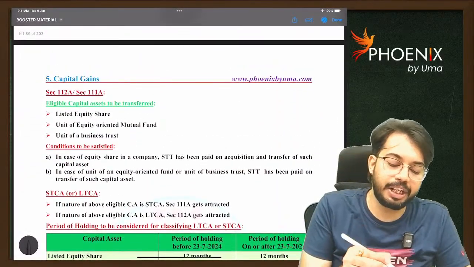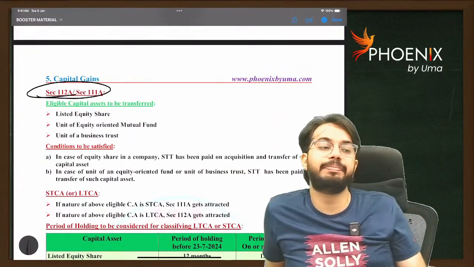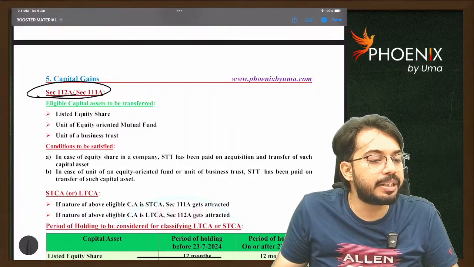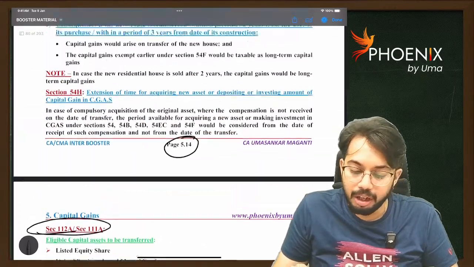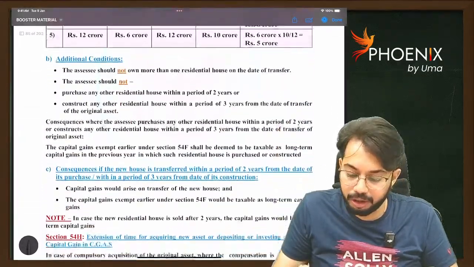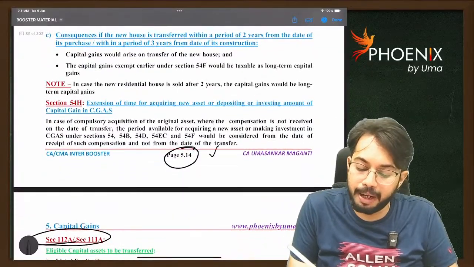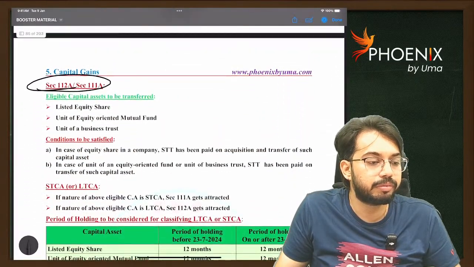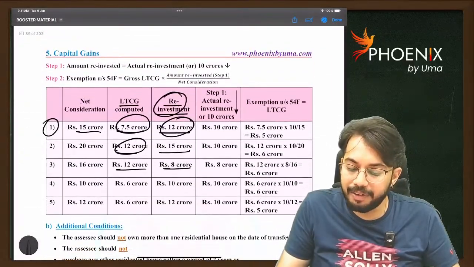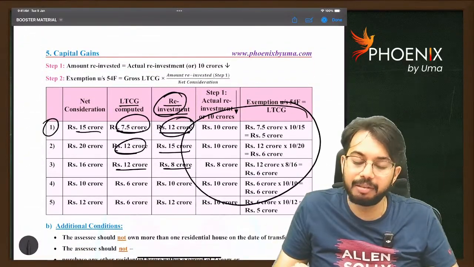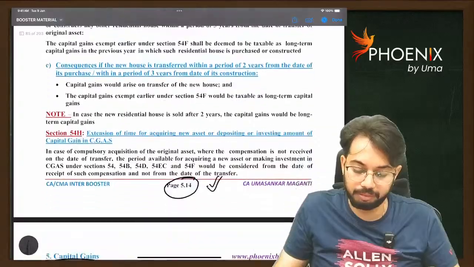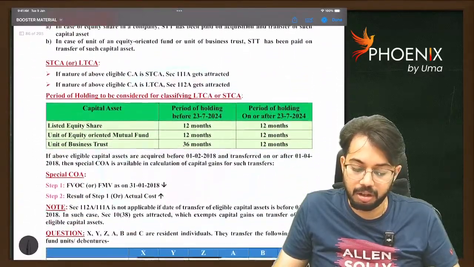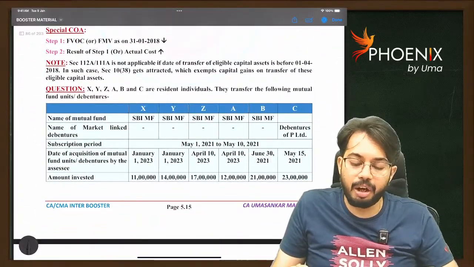Next, shall we discuss section 112A or 111A? Sir, please display 54F. You can look in the booster material, page number 5.14. Answer is also available here. Okay. Shall we discuss 112A or 111A?